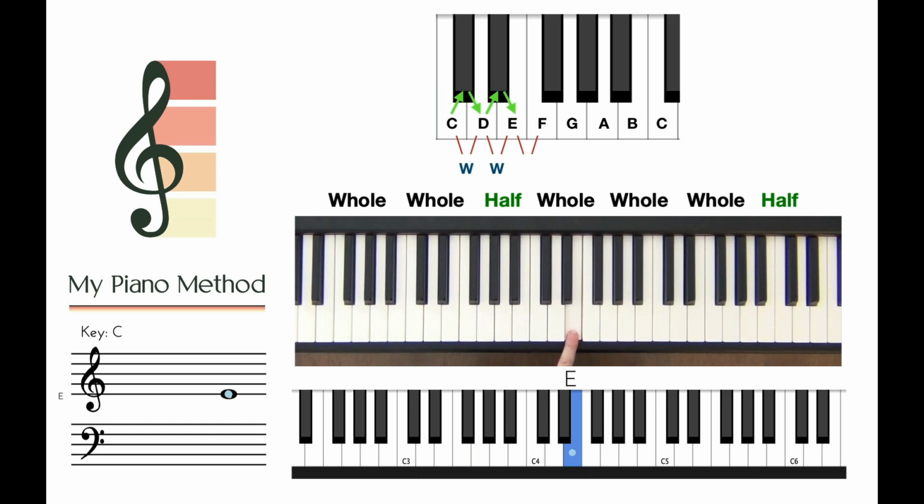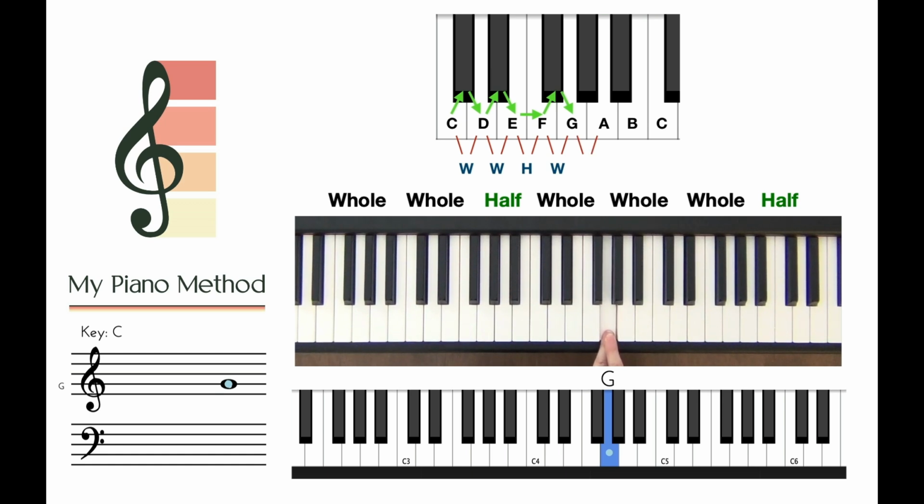Now we have a half step. So we're going to move from E up a half step and we land on the F. So here we've moved up whole, whole, half. So the second half of the formula is whole, whole, whole, half. So from F, let's move up a whole step, 1, 2, we land on the G. So this is our 5th note.